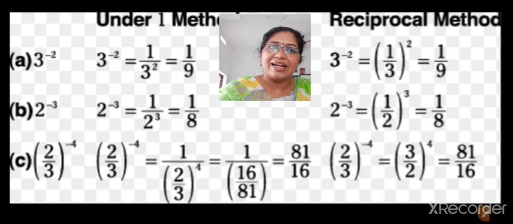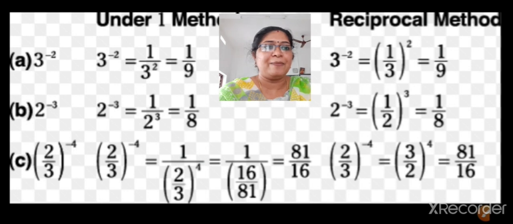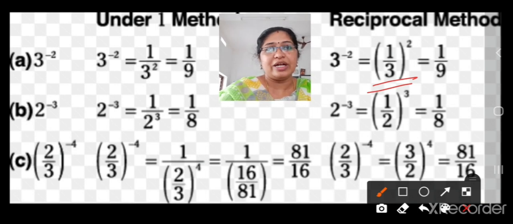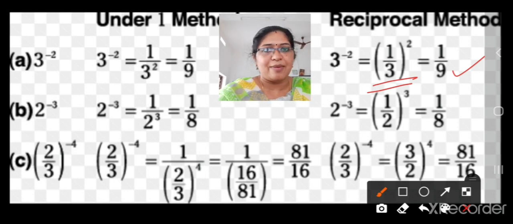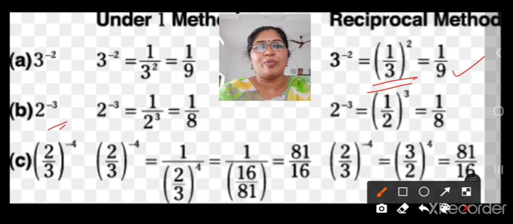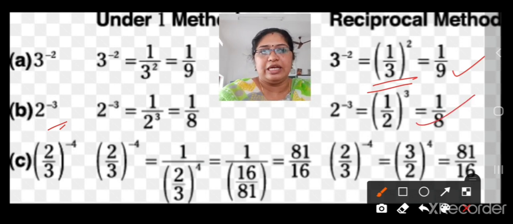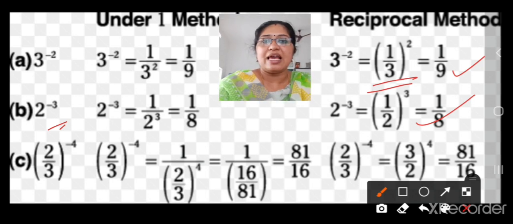Or it can be taken as whole, that is left hand side. You can take like this, that is 3 raised to minus 2 means 1 by 3 whole square. You can take it like that. Then again you will get the same answer. So however you are doing, you will get the same answer. Here B question, 2 raised to minus 3 means it will be 1 by 2 raised to 3, that is equal to 1 by 8. Like that you can do. Or you can do it as this side, right hand side, like 1 by 2 whole raised to 3. That is also 1 by 8. Same way you are doing.